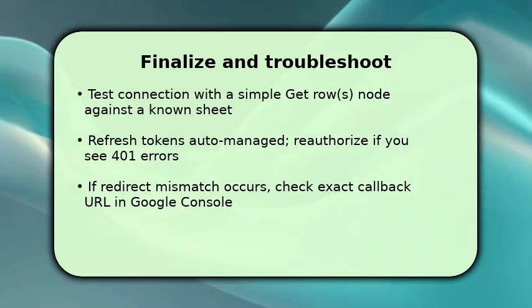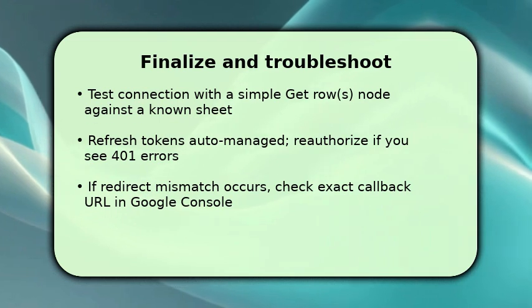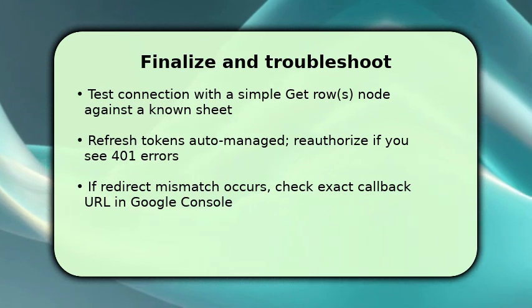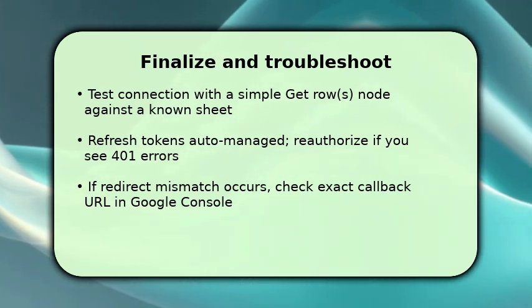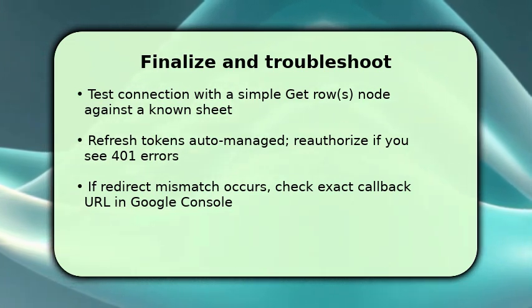Refresh tokens are handled by N8n, but expired or revoked tokens require manual reconnect. If you see redirect URI mismatches, double-check the callback URL in Google Cloud and ensure protocol and host exactly match your N8n.